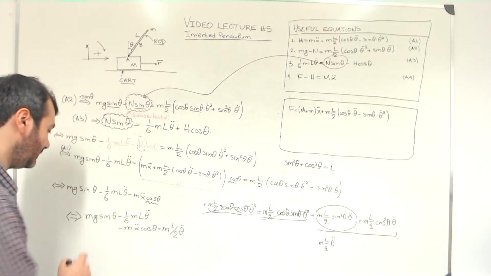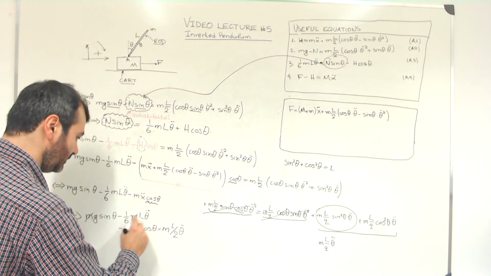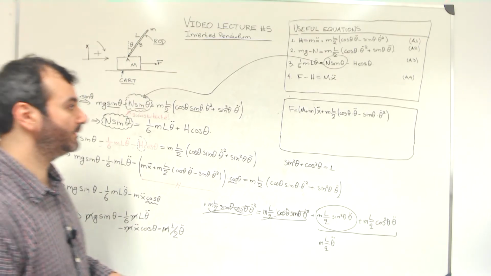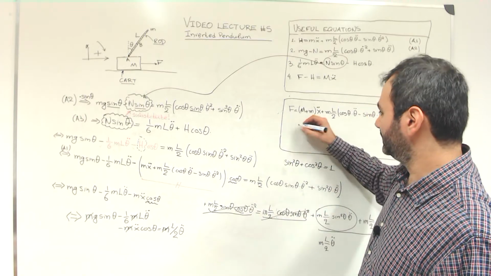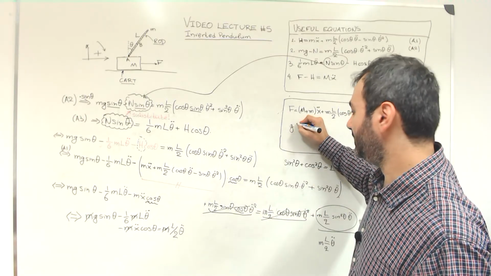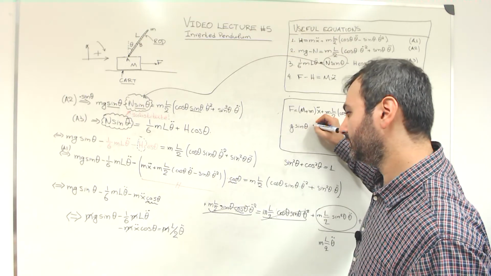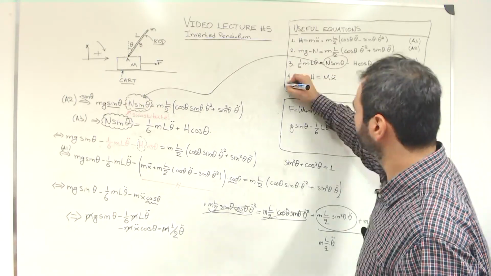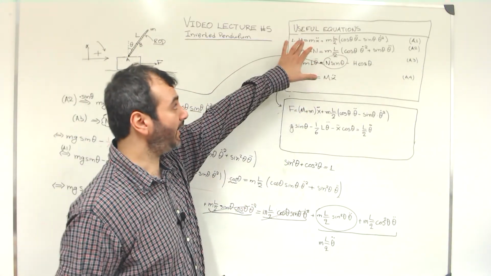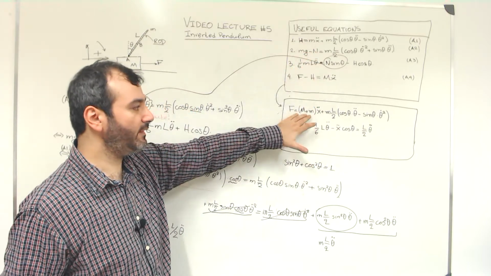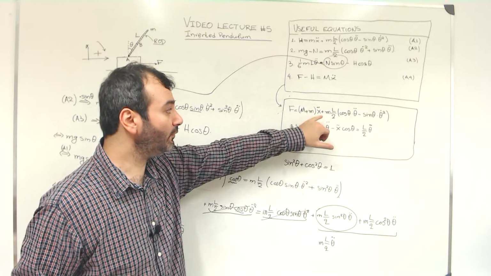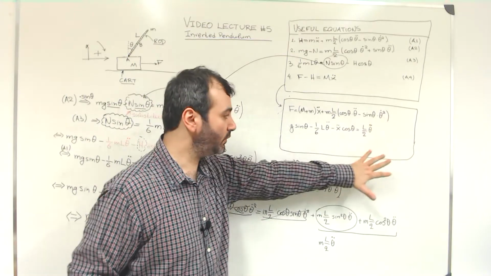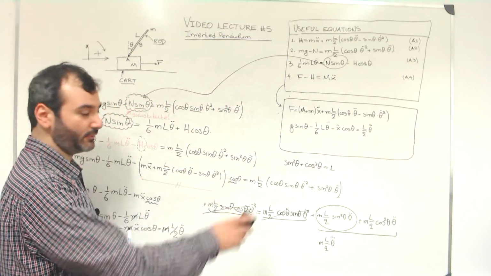Too many m's. I can divide everything by m. I don't need the mass here. Now then, this equation is g sine theta... so by eliminating h and n, we ended up with this pair of equations, which indeed involve only x double dot, theta double dot, and theta dot. So this is exactly what we were looking for. Let me create some space on the whiteboard.